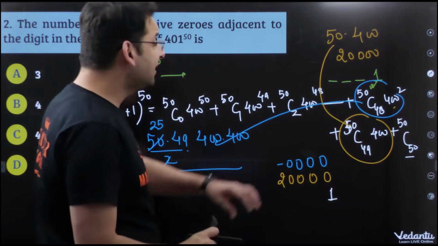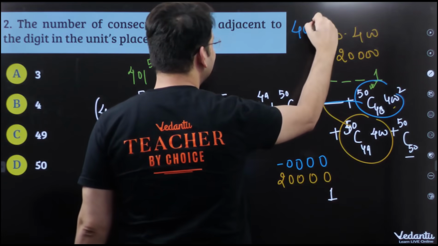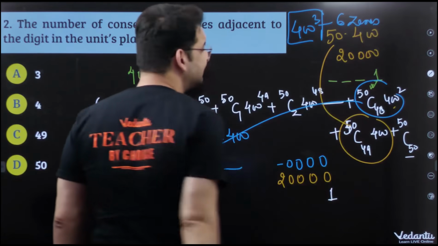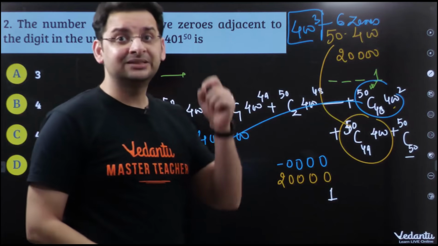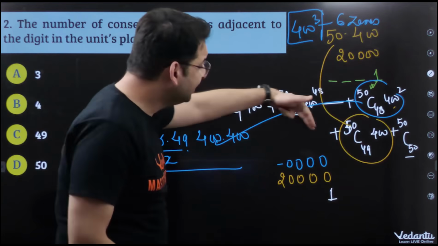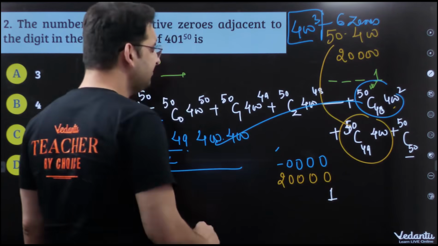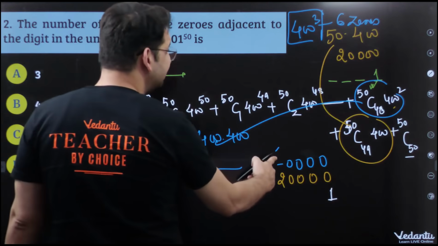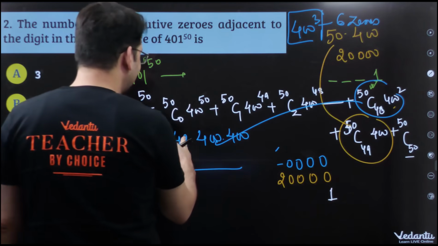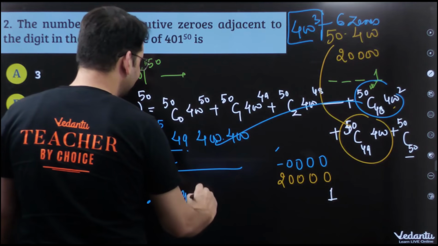And all the previous terms would have 400 cube, which means at least 6 zeros. 400 to the power 4 means at least 8 zeros. So all the other terms apart from this are going to end with more than 4 zeros. Whatever this term is, I need to make sure that this term is not 8. We can actually calculate this: 25 into 49 into 4 into 4.